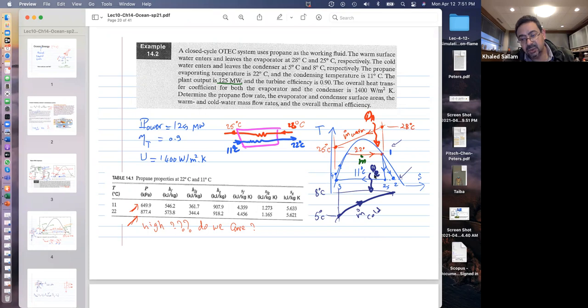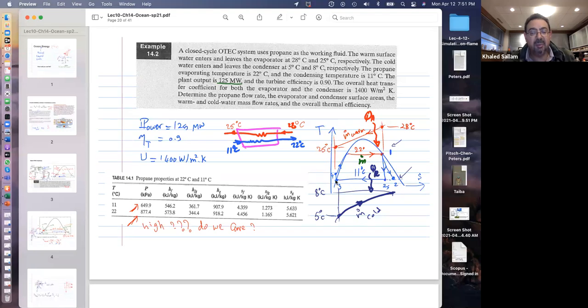He asked it to generate 125 over here. So how is this 125 going to get generated? M dot delta H, H1 minus H2, will be equal to the 125. So if I know this H and I know this H, I'll be able to say m dot delta H equals the output, which is 125.